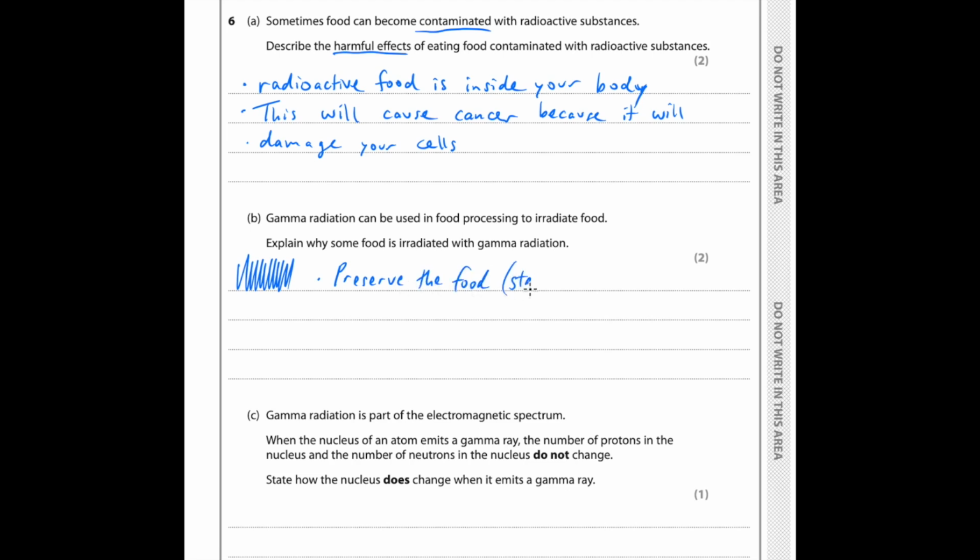So it'll sterilize the food by killing the bacteria. So it stops the food going off. High energy and high frequency. You'll not get any marks for that, but I'm just telling you.